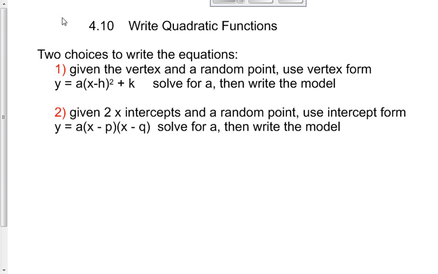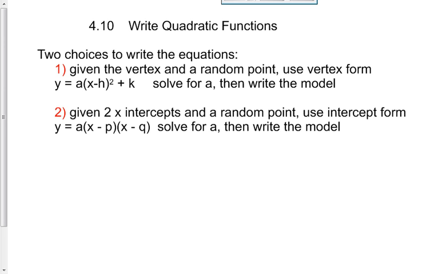Everybody. Today we're looking at section 4.10, which is writing quadratic functions. What we're going to look at today is two different methods on writing equations once we've been given some data. The hardest part about this is trying to figure out what data they gave us. Well, we know we've got two forms to the equation that we're used to looking at. The one we're not going to use today is standard form.